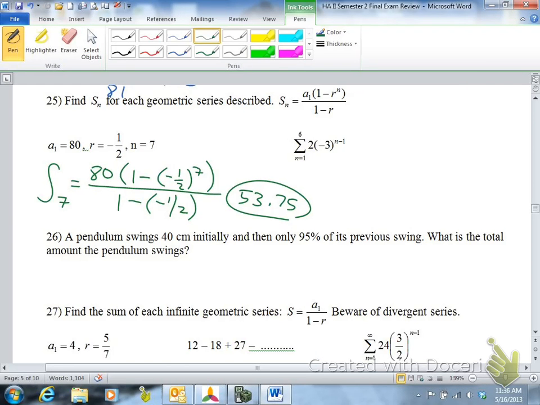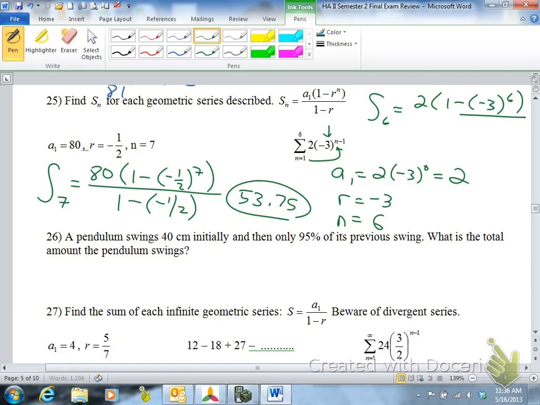And then we have another sigma notation. To find the first term, R and N is all we need. N is from 1 to 6, so that's 6. Notice it's not 5. From 1 to 6 isn't 5. It's 1, 2, 3, 4, 5, 6. R is the base in here, negative 3. And a sub 1, you can plug in 1 here, and you get 2 times negative 3 to the 0, which is 2. So the sum of 6 terms equals 2 times 1 minus negative 3 to the 6th, divided by 1 minus negative 3. You can let me know what you get when you multiply that out.